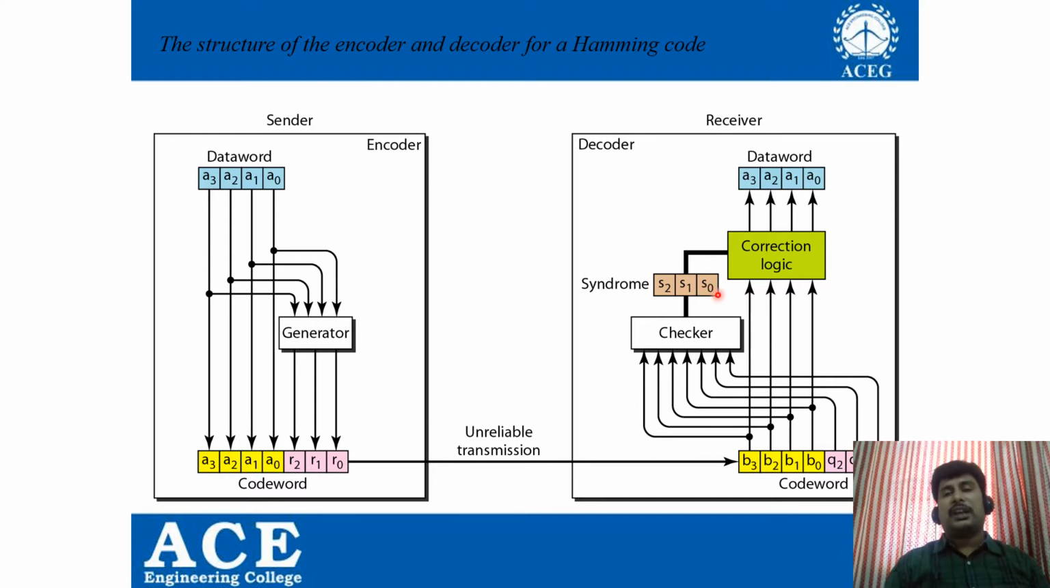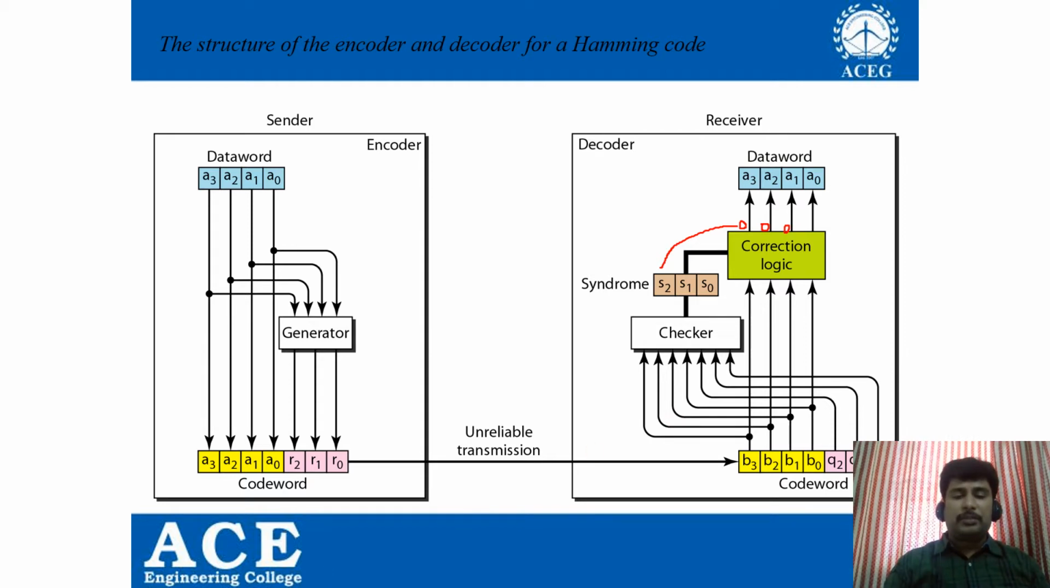Once the syndrome value is calculated, we apply that syndrome value to the correction logic. In correction logic, we have certain rules to be followed. If the value of syndrome S2, S1, S0 is 0, 0, 0, then the data will be accepted. Let me draw this. If syndrome value is 0, 0, 0, we are going to remove the 3 redundant bits and transmit B3, B2, B1, B0 as data word A3, A2, A1 and A0.